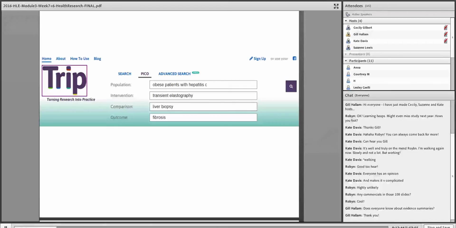So our population is obese patients with hepatitis C. The intervention, which in this case is a diagnostic tool, is transient elastography. The comparison I put in, because I happen to know what it is, the gold standard for diagnosis, which is a liver biopsy, but you don't have to put that in the comparison box. You don't have to fill every box. And the outcome is fibrosis. And in fact, the outcome is accurate detection of fibrosis, but you can just put in the word fibrosis.